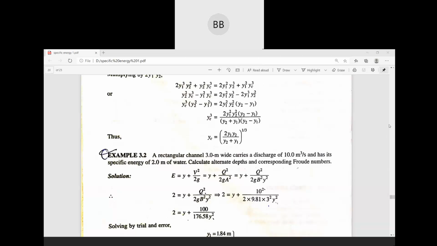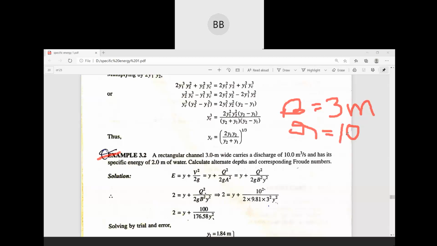Okay, so we move on to the next numerical. The second numerical is this. What is given? A rectangular channel of 3 meter wide, that is, the width of the channel is given as 3 meter, carries a discharge of 10 meter cube per second. So discharge is also given, 10 meter cube per second.